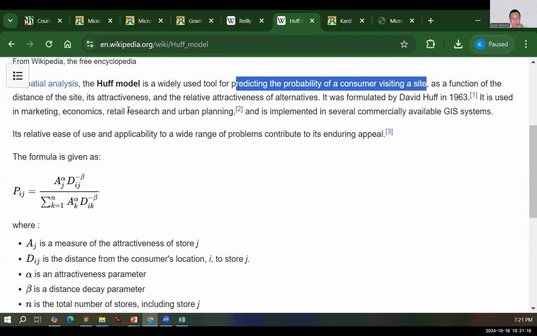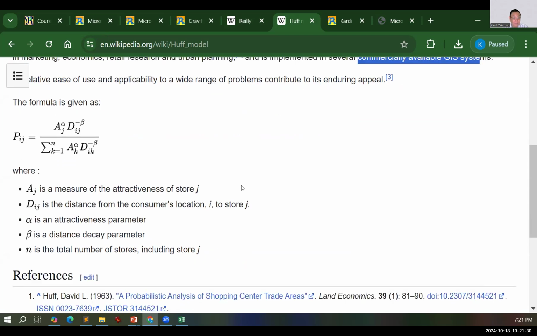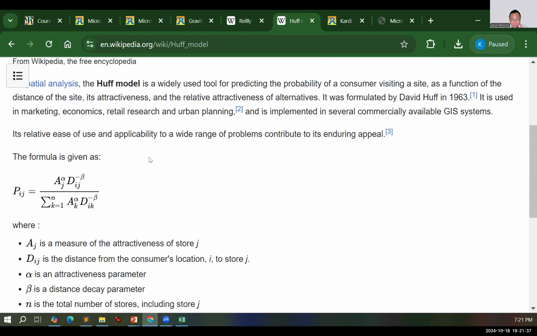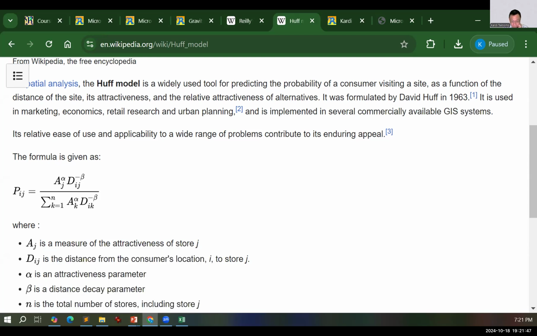And this has been used even in urban planning, also in GIS. You can check in QGIS, also in ArcGIS. These are examples that we can use the gravity model for various purposes. I hope this is clear.